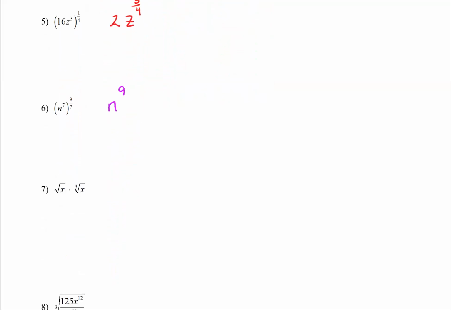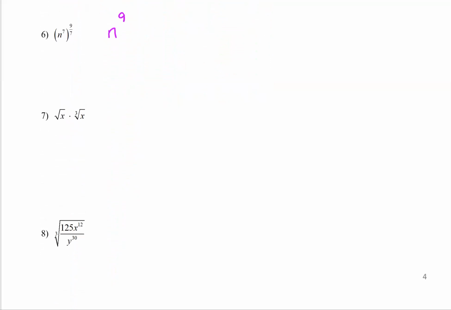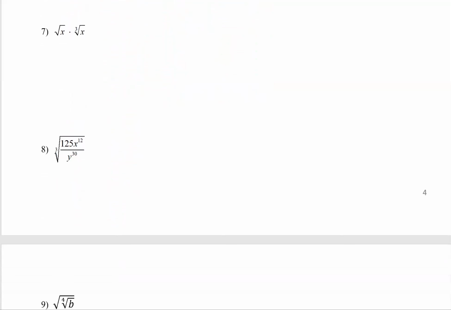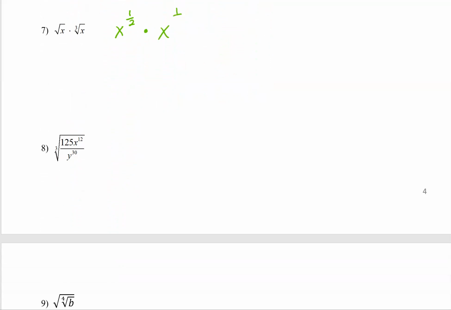All right, number 7. I'm going to check your understanding here. So the square root of x is the same thing as x to the 1/2 times the cubed root of x, which is x to the 1/3. Same base, multiplying, keep the base, add the exponents. So we're going to add 1/2 plus 1/3, which is going to equal x to the 5/6.